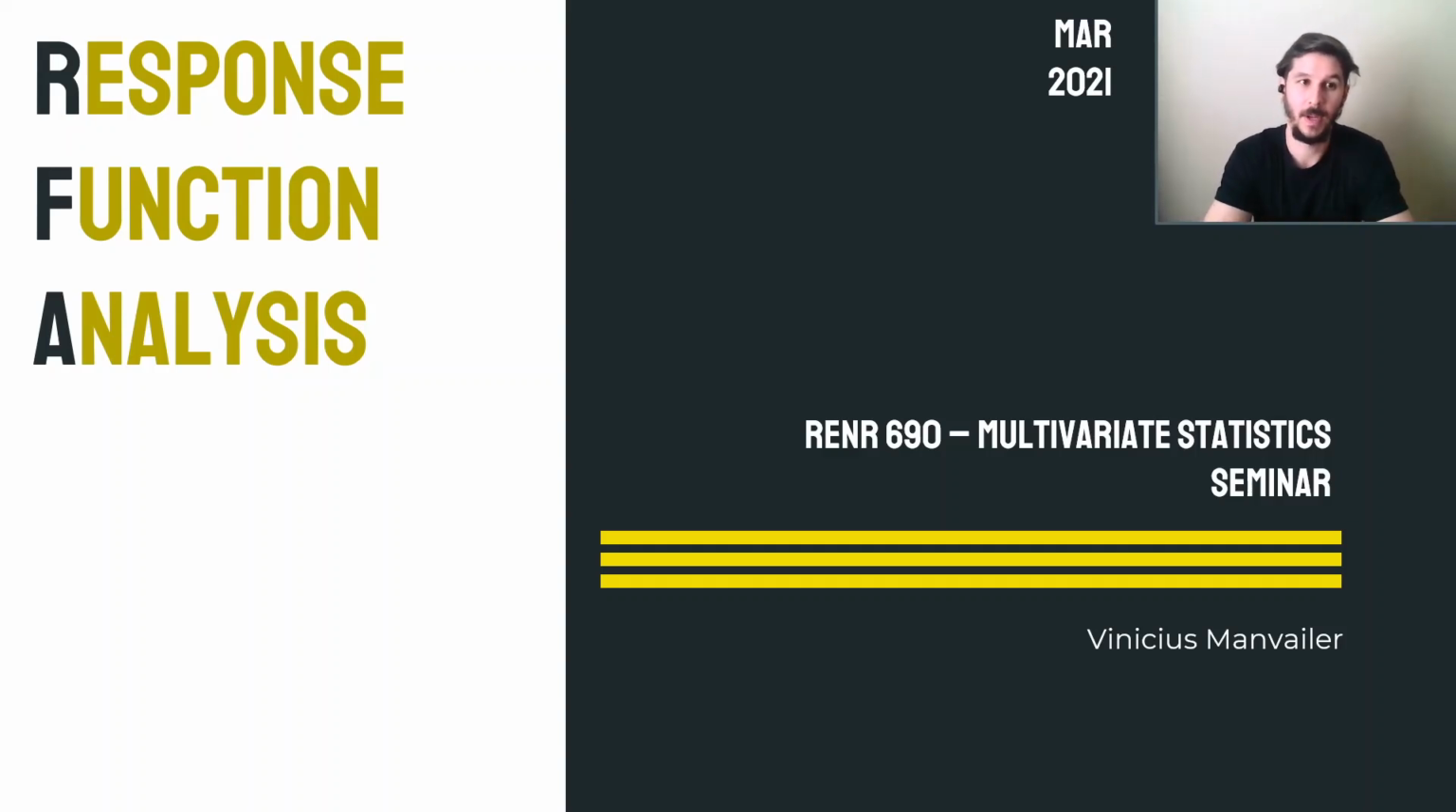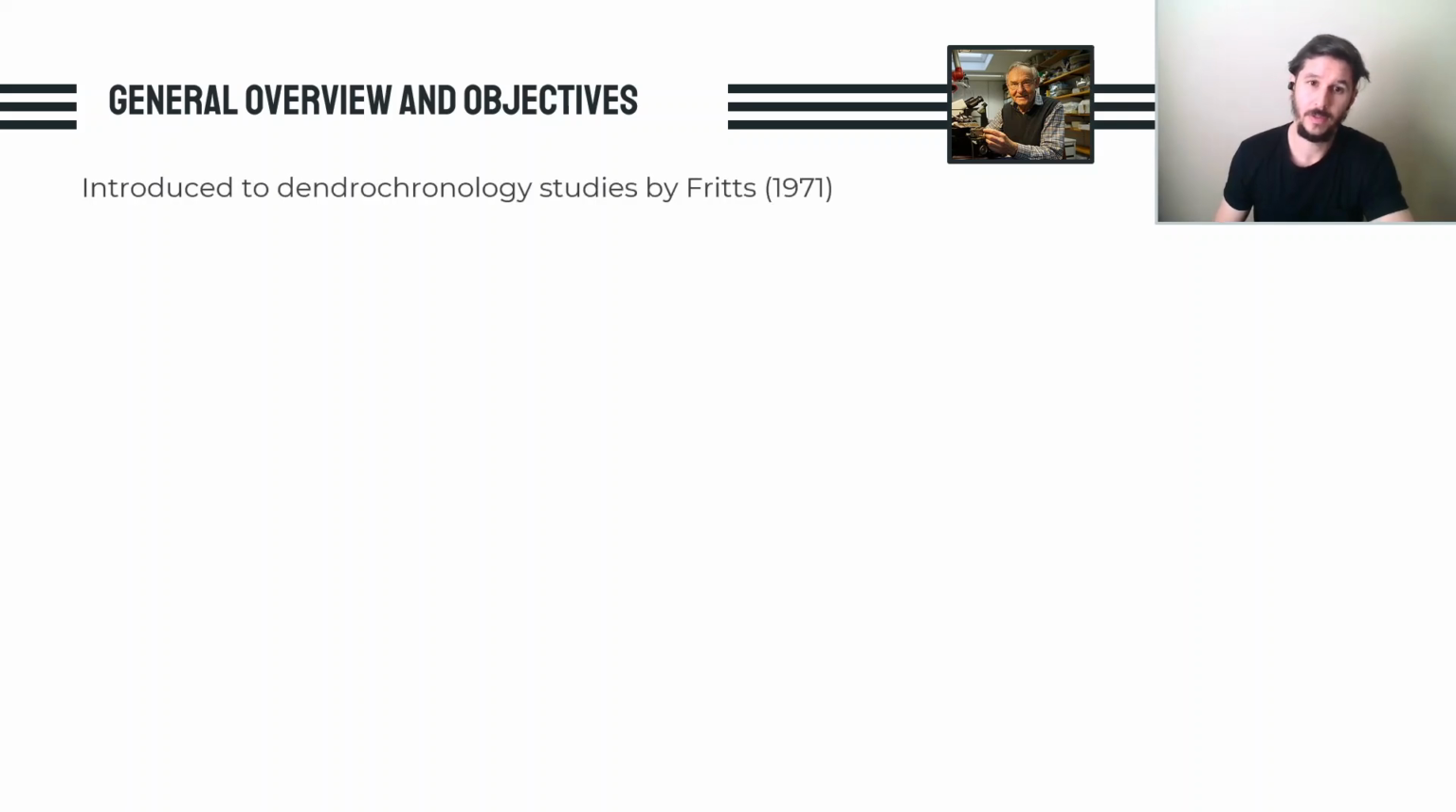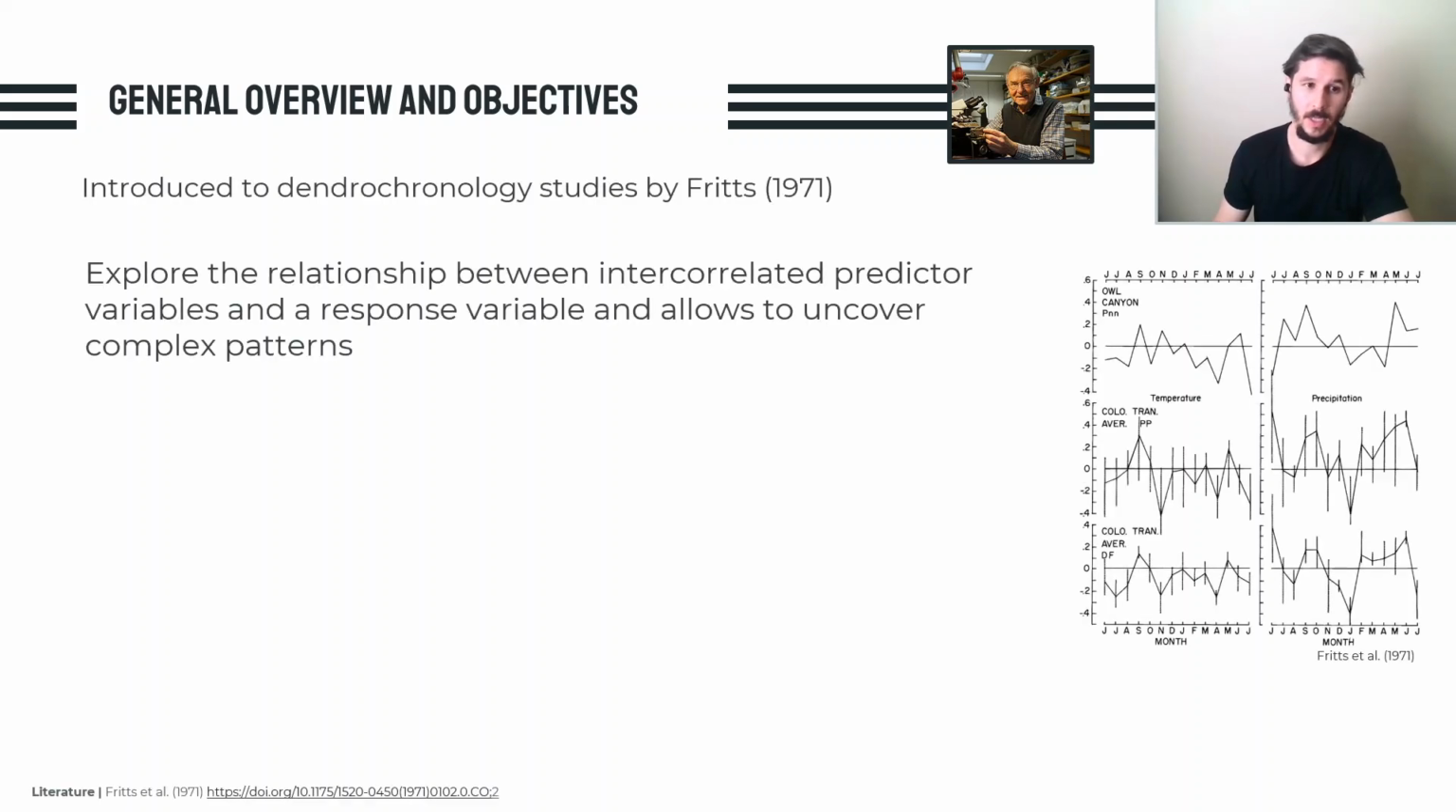I'm going to talk briefly about response function analysis, which is a common multivariate technique used in dendrochronology, but may be useful for other studies as well. This was introduced in the field by Fritz in 1971, and it aims to explore the relationship between intercorrelated predictor variables, in this case climate variables, temperature and precipitation, and a response variable, which is tree rings in this case, but it could be others. And it helps uncover complex patterns related to tree growth.